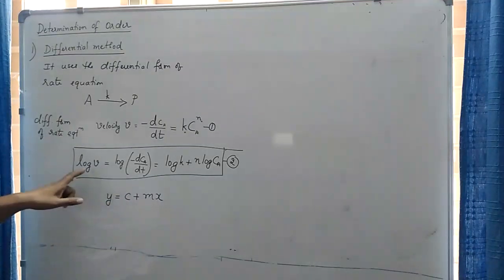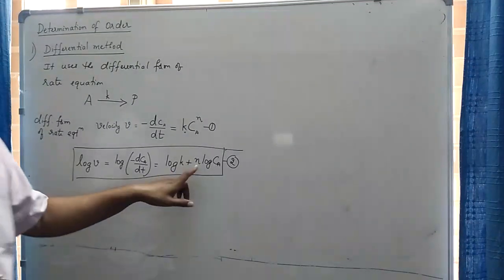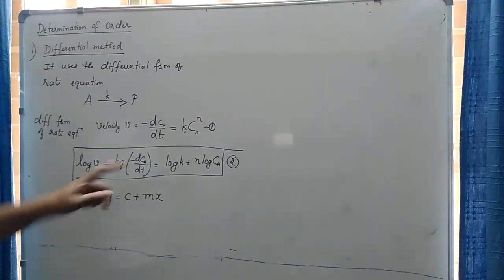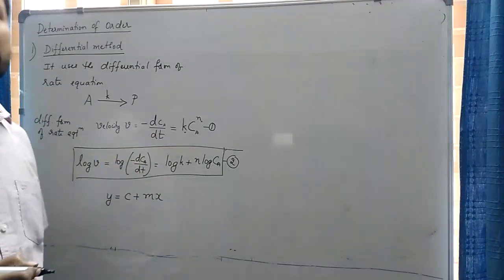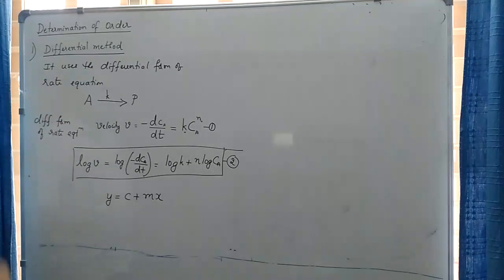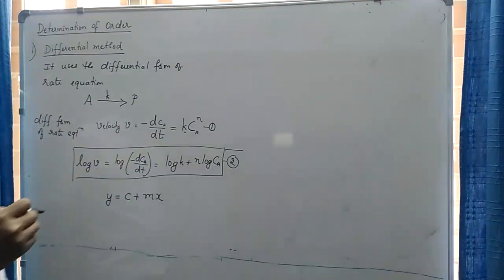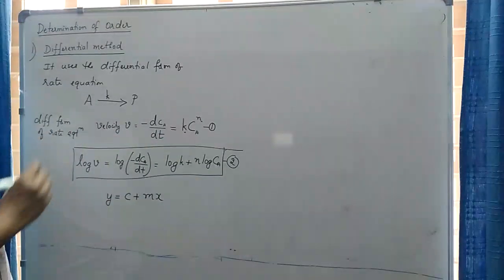So what does this mean? If I plot a graph of logarithm of rate of the reaction versus logarithm of the concentration of the reactant, one should obtain a straight line, and the slope of the straight line should be the order of the reaction, and the intercept should give log of the rate constant of the reaction, from which we can find out the rate constant. So we now have to use this equation to find out the order as well as the rate constant of the reaction. Now the first question is, you have two variables here, y and x, that is log V and log Ca. How do we find out their values?